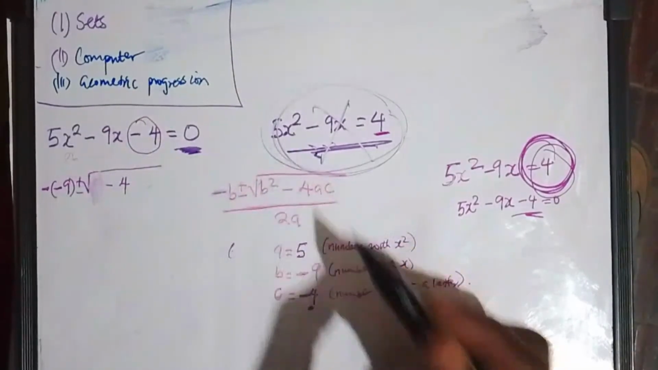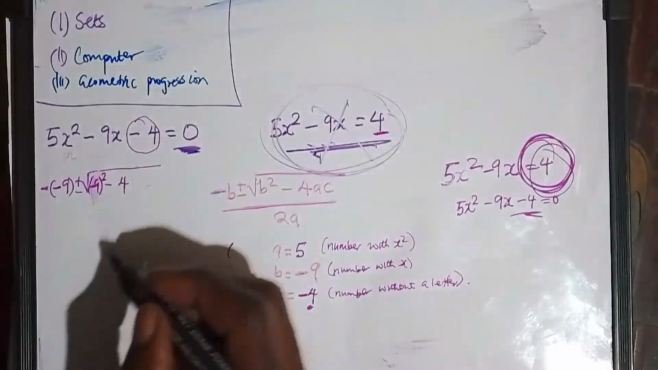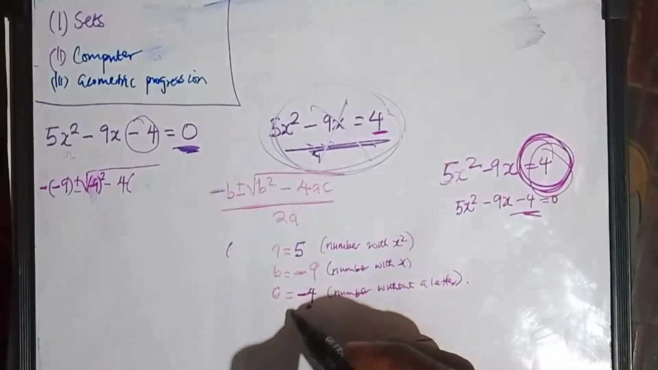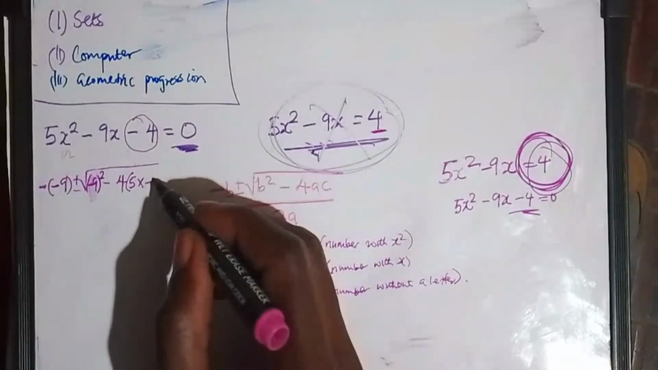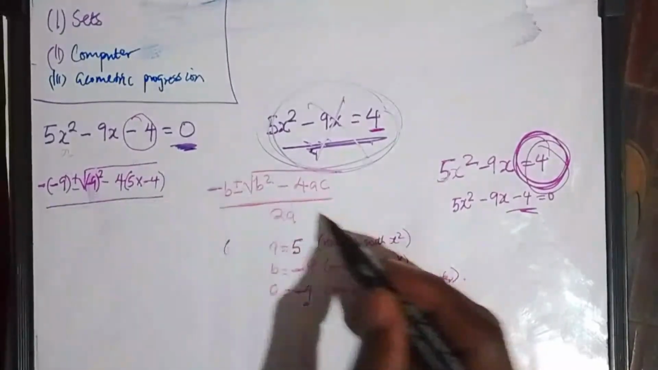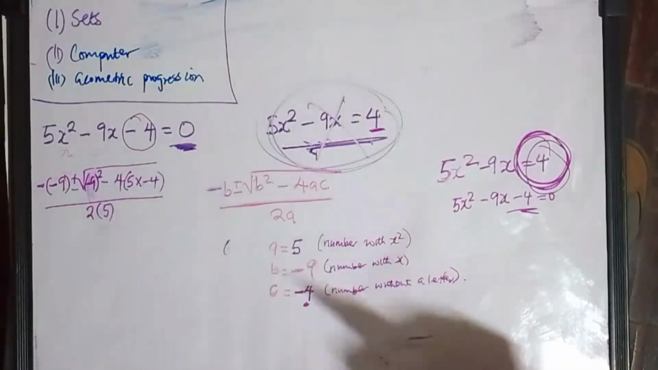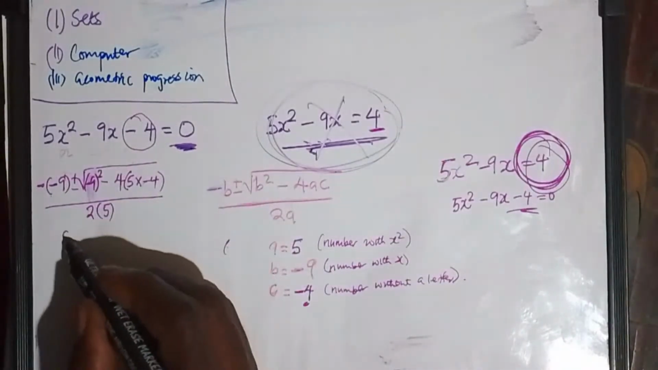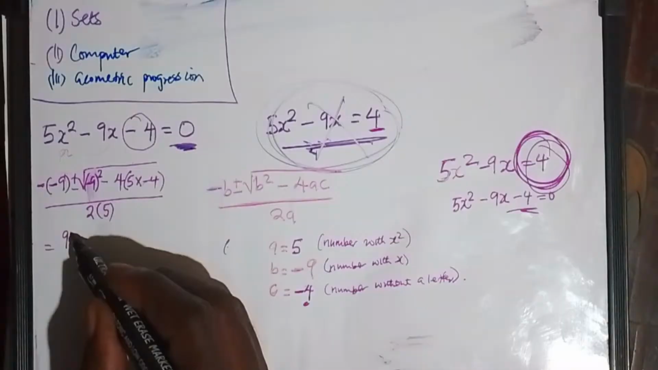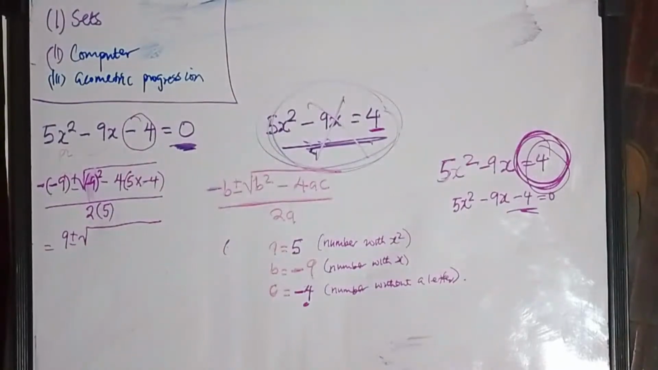So what is b squared? B squared again is negative 9 squared minus 4. What is a? A is 5 times, what is c? Negative 4. Then over, here we have what? 2. What is our a? Our a is 5. So the next step is multiplying. Negative times negative, we have positive 9 plus or minus.